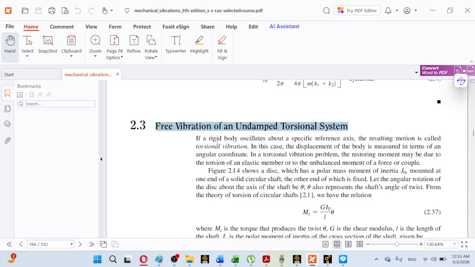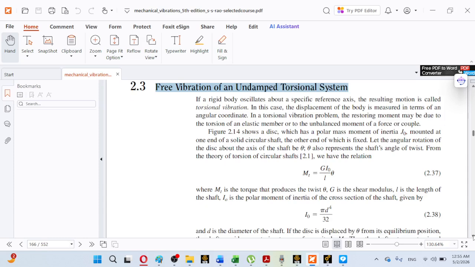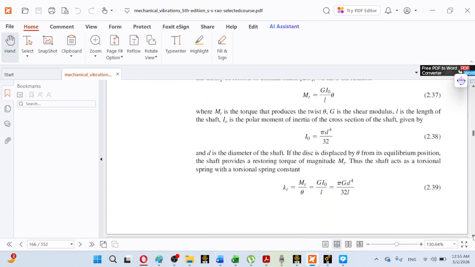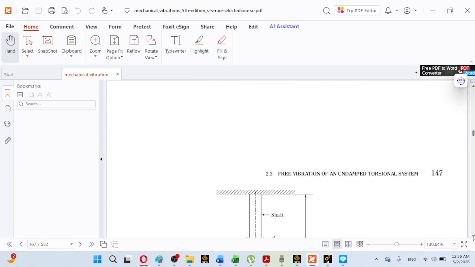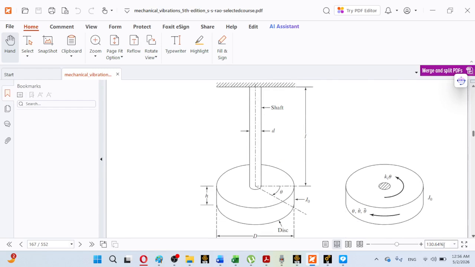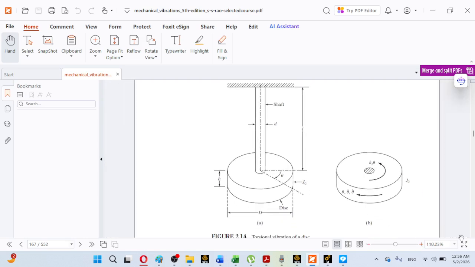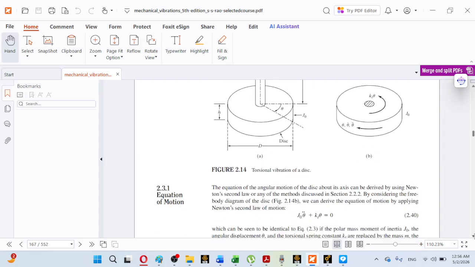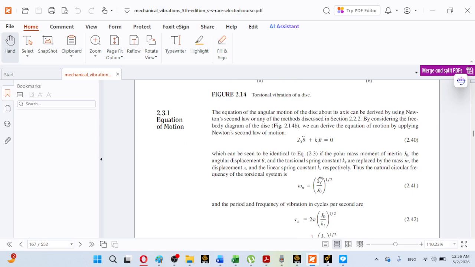So we are familiar with the background theory that I showed in the previous lecture as well, and again I can show here the necessary equations along with their numbers. This was the schematic diagram, and these were the equations of motion for the undamped torsion system. This was the natural frequency.